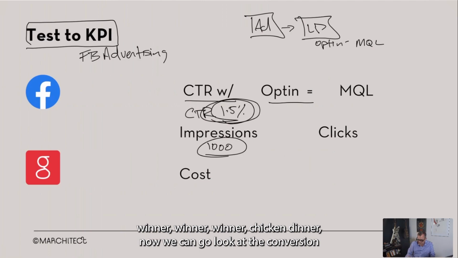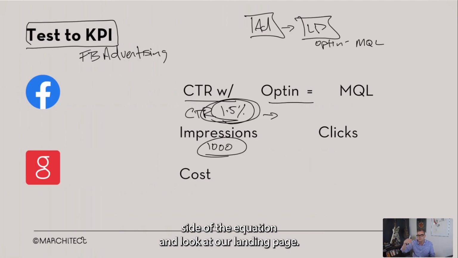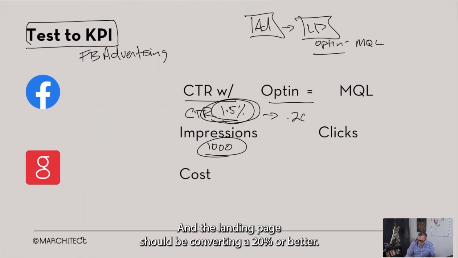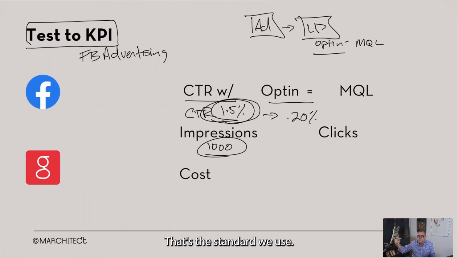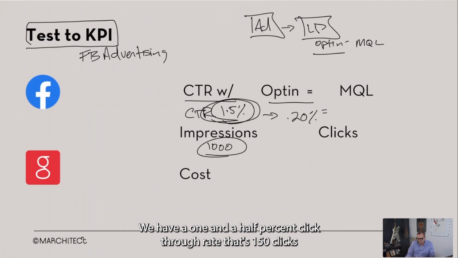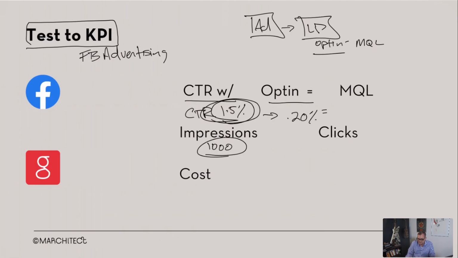winner, chicken dinner. Now we can go look at the conversion side of the equation and look at our landing page. And the landing page should be converting at 20% or better. That's the standard we use. And now we can look and go, okay, is that landing page converting at 20%? And if so, that's going to give us, so out of 1,000 impressions, we have a 1.5% click-through rate. That's 150 clicks with a 20% opt-in rate.